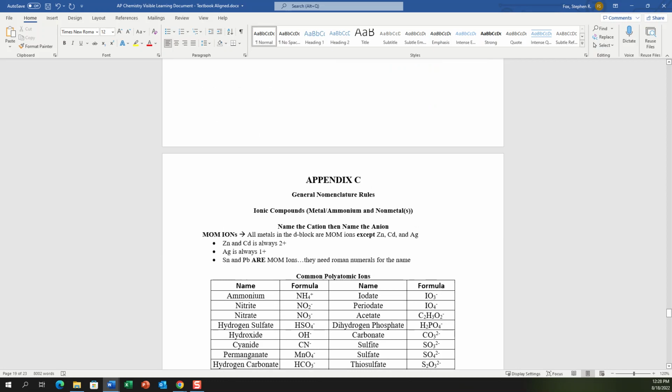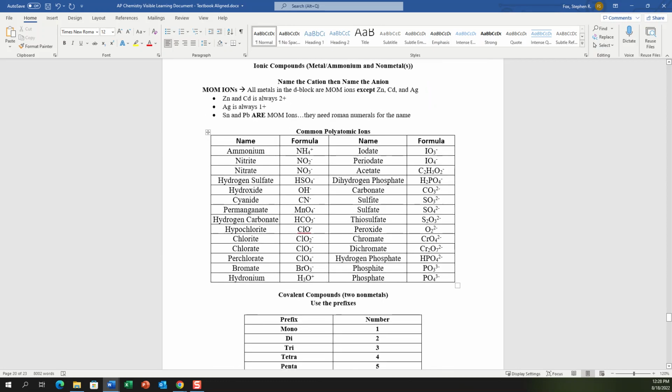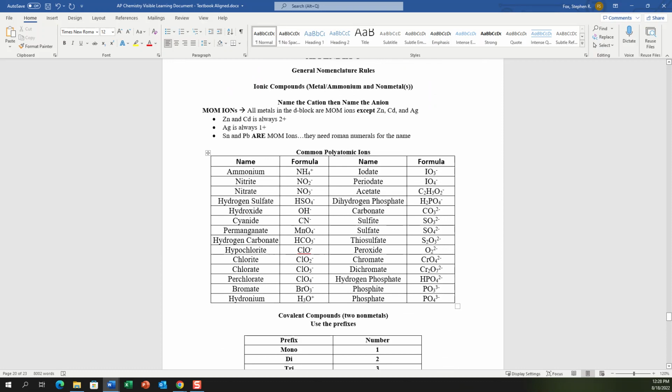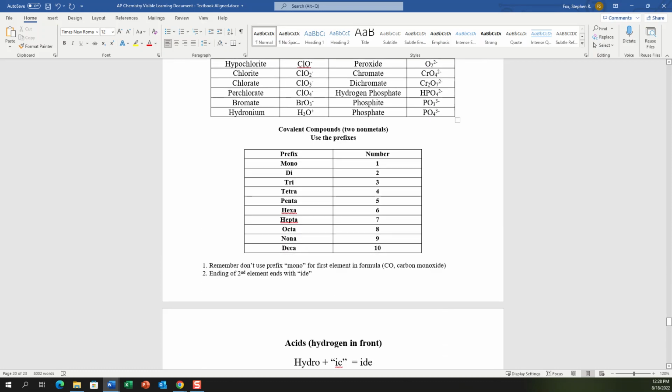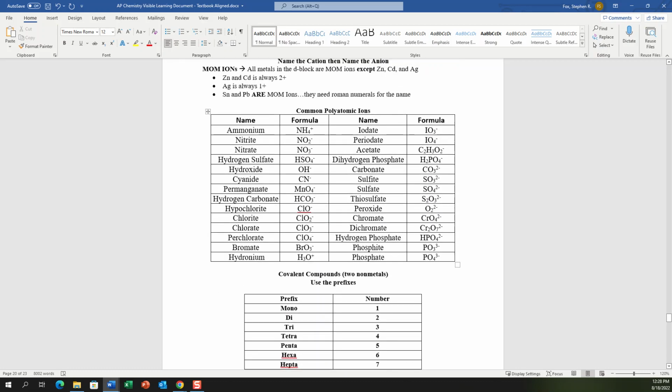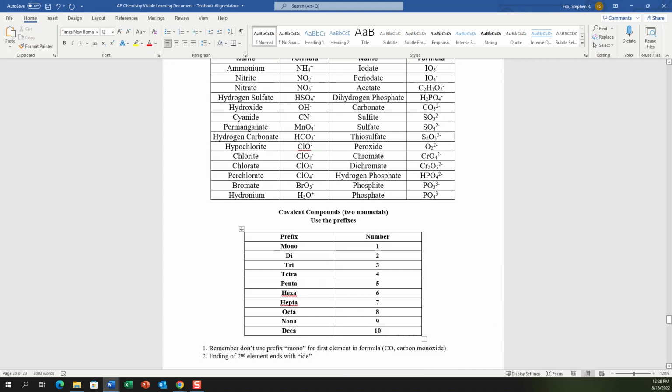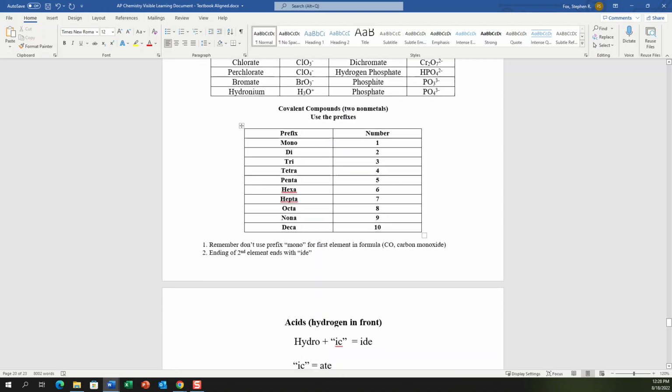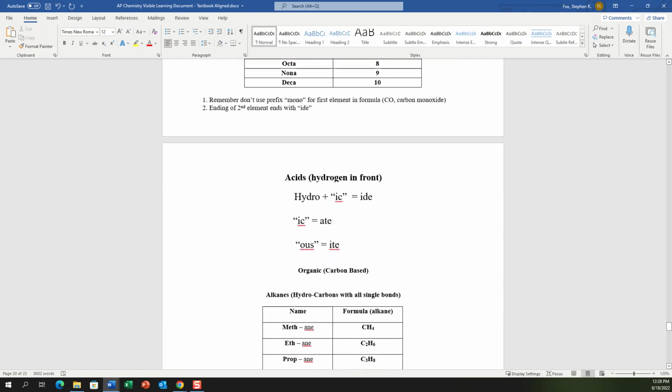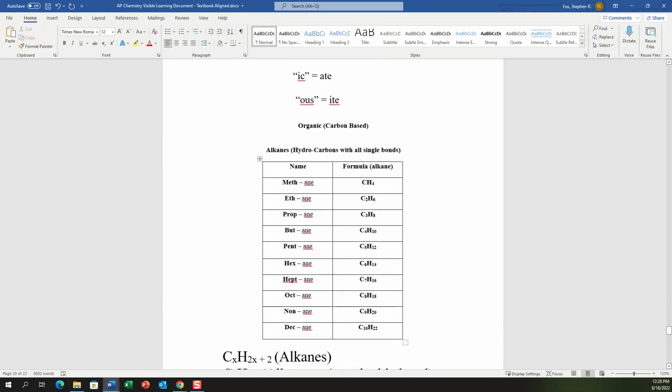Anyway, Appendix C. It's kind of our nomenclature rules, so polyatomic ions to know, different rules. This is kind of called the nomenclature cheat sheet. So you have your covalent compounds, which are also called molecular compounds. So covalent and molecular are the same thing. Then you have your acid naming rules, and then you have your organic rules.